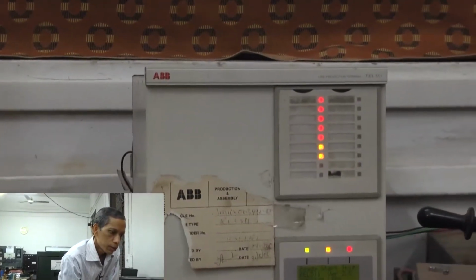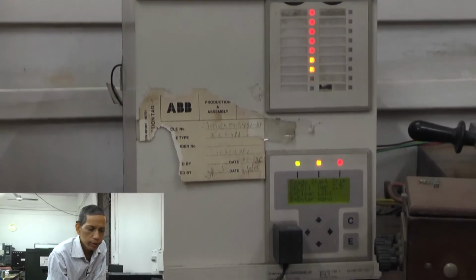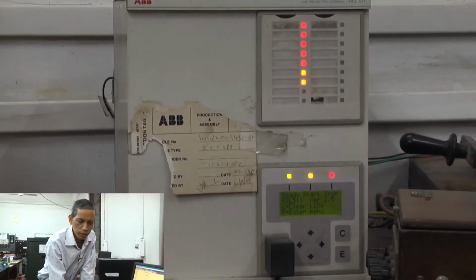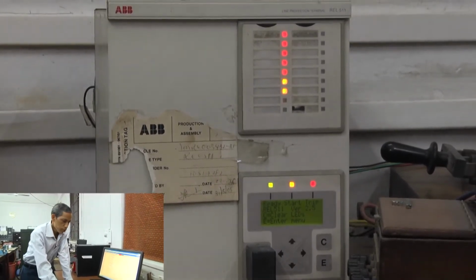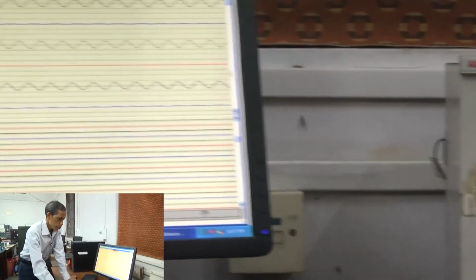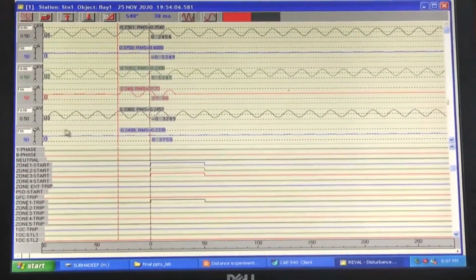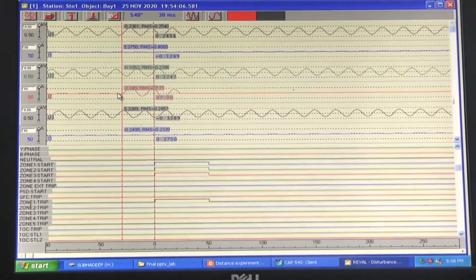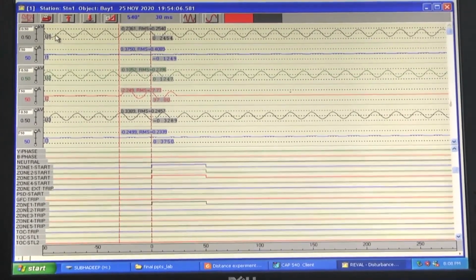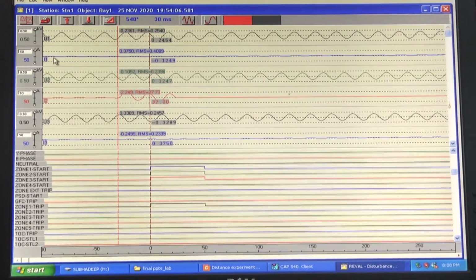Following the trip decision by the relay, it now provides the data through its recording, which we call the disturbance recorder. All the oscillograms and the trip decision we can see on the screen of this PC. For this event, we see here we have markers: phase A voltage, phase A current, phase B voltage, phase B current, phase C voltage and phase C current.